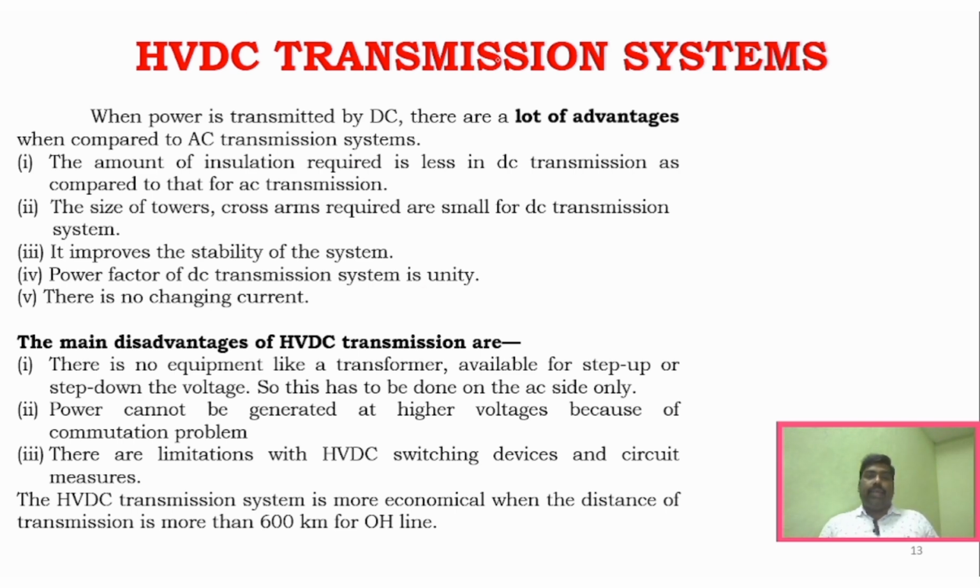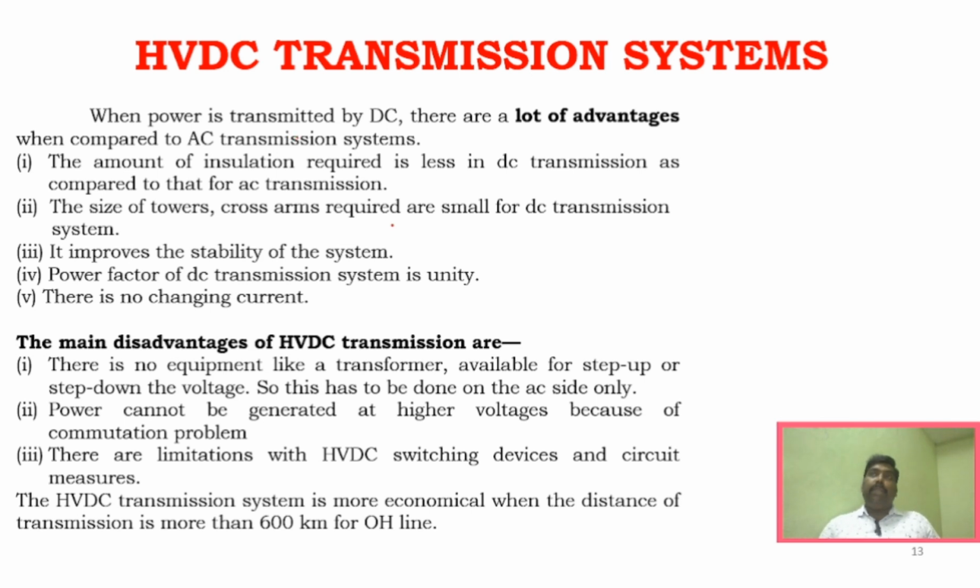All those are advantages. But when it comes to the implementation of the HVDC system, we cannot completely rely on DC systems, because there is a need for AC components. We don't have equipment like transformers in DC where you can step up and step down the voltage according to need, whereas that is available in AC. That is the main drawback in the HVDC system. So transformers like step up and step down transformers are not used. Another thing is, power cannot be generated at higher voltage because of commutation problems and the limitations we have in switching devices and circuits. That is a great problem in the HVDC system.